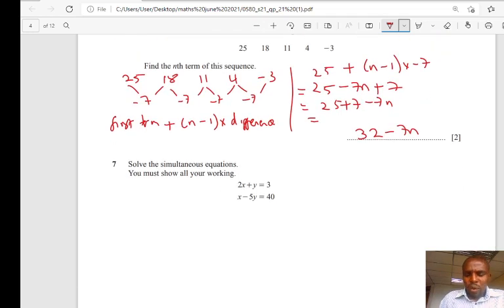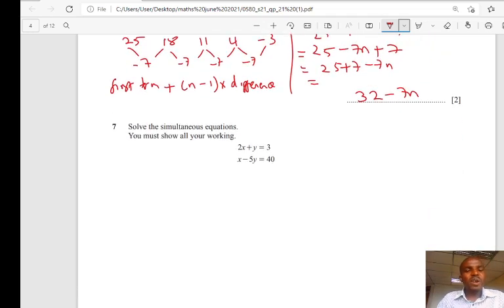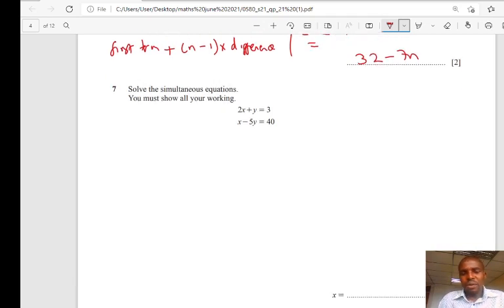Done. Question number 7. Solve the simultaneous equations. You must show all your working. How many marks? These are 3 marks. To solve simultaneous equations, you can use elimination or substitution method. Elimination method, you can eliminate, for example, here, eliminate x. Eliminating x means you can multiply the first equation by 1 and this one by 2. You want to make the coefficients of x the same, right? There's 2x, there is x there. So to make them the same, they can be 2x, 2x both.